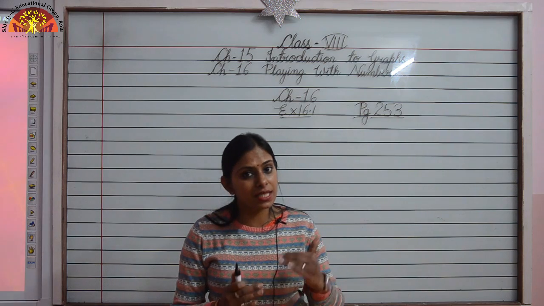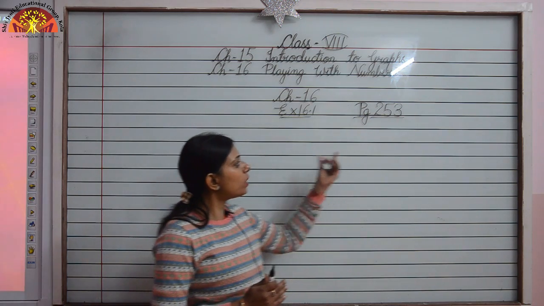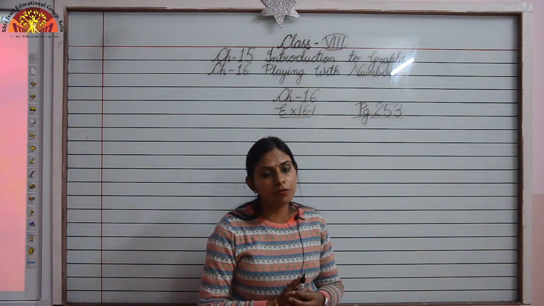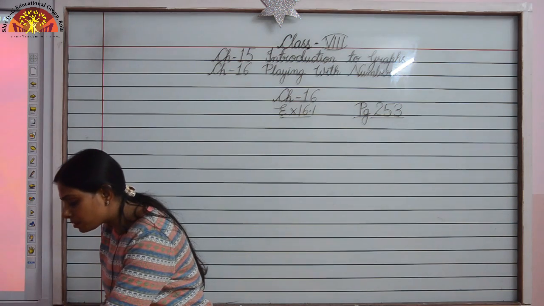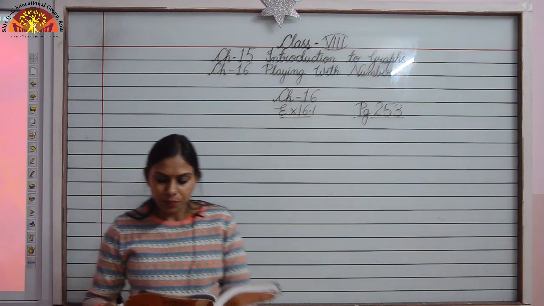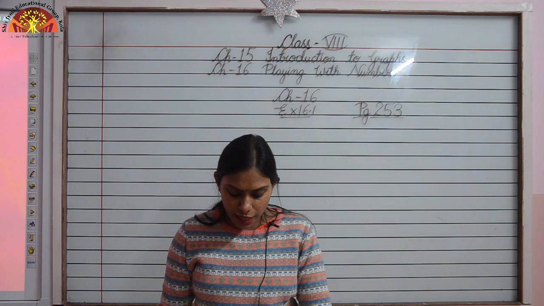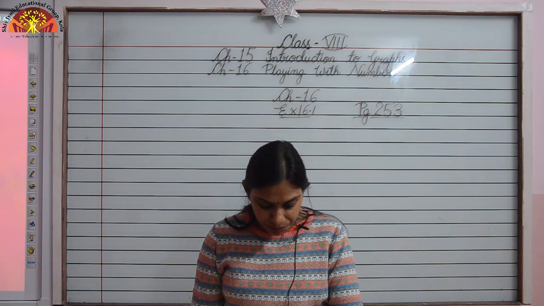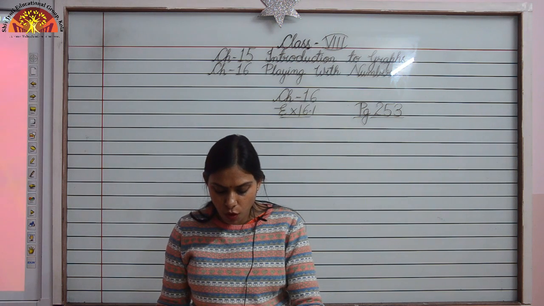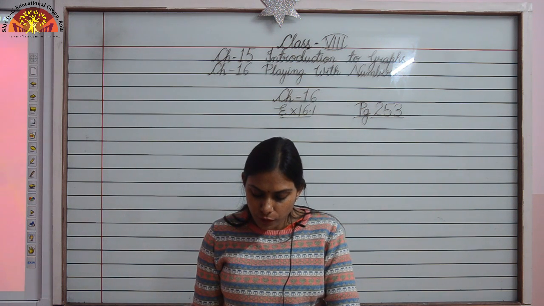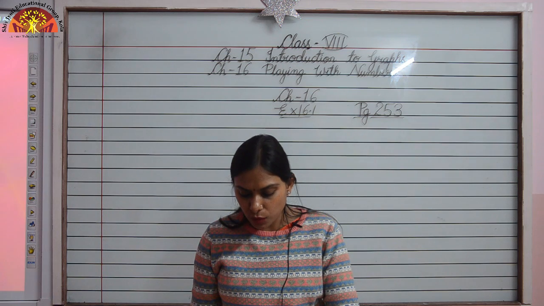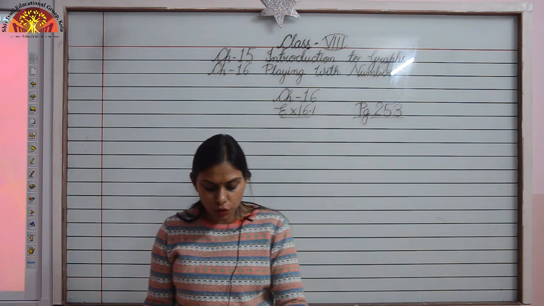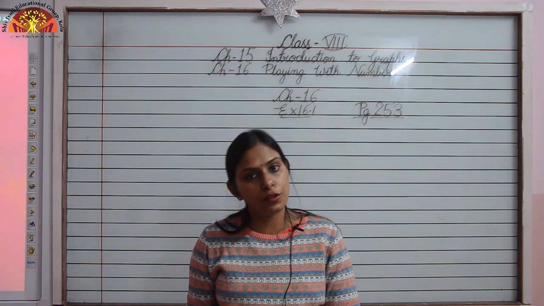Now children, we are starting with exercise 16.1, that is on page number 253. Okay, so we'll just solve some questions. So just see page number 255, exercise 16.1. Just go through the question. Find the values of the letters in each of the following and give the reasons for the steps involved. So children, what you have to find? You have to find the value of the letters.